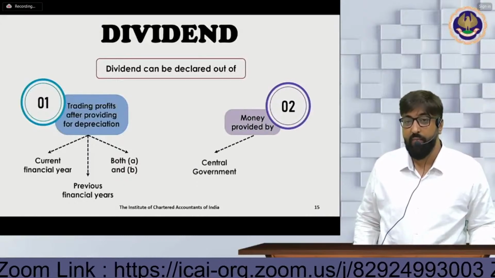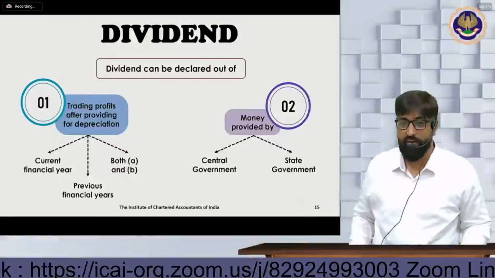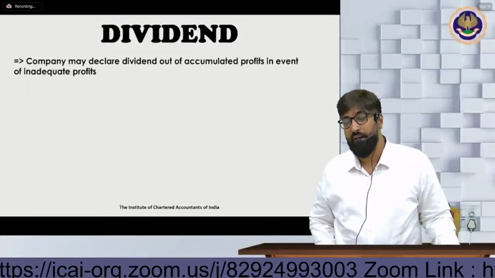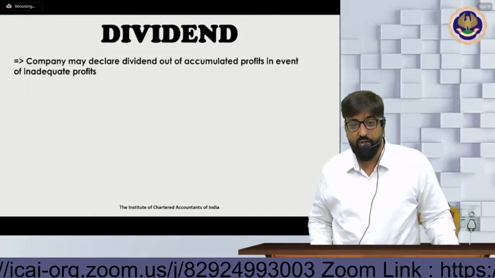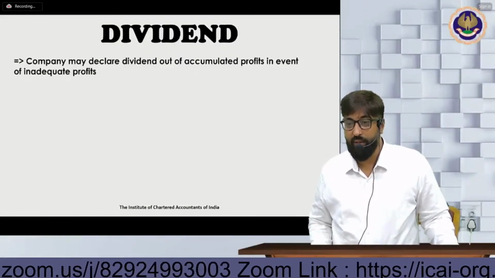And next one, money provided by the central government and state government. If the government gave money, why cry? So you can declare dividend out of money provided by the government. It's very simple.